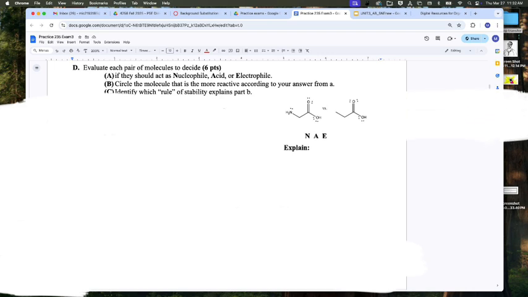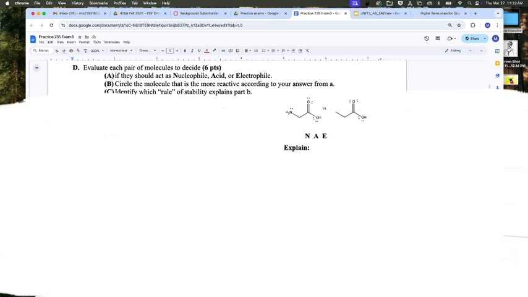These two species can act as both acids, an acid, or a nucleophile, or an electrophile. Okay? So circling any one of those three is perfectly acceptable for this last one. I think the first one you could kind of get away with too. It's a little bit trickier, but you could pull that one off. So with this last one, we can pick any of those options.